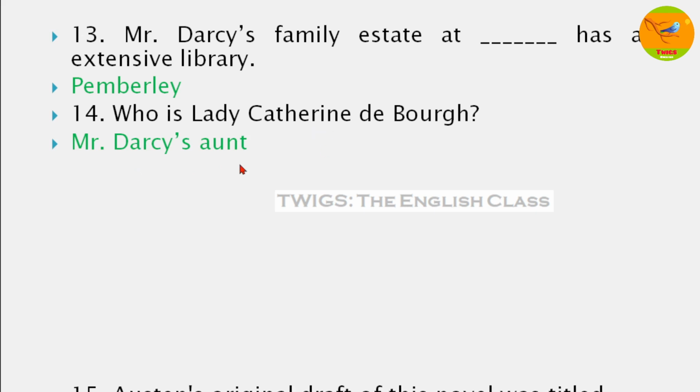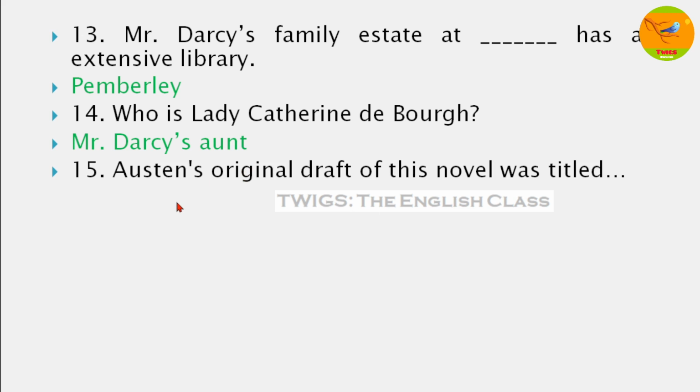Next. Austen's original draft of this novel was titled what? First we know that before publishing a book, a draft is written, manuscripts are written, and the first draft of the novel, in its original form, was named First Impressions, or simply First Impressions.